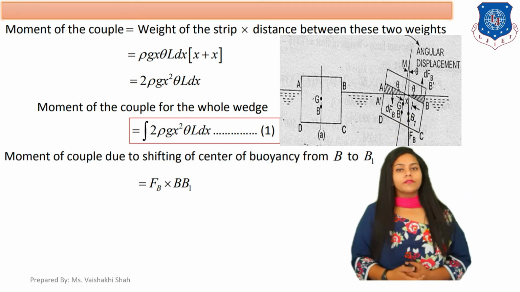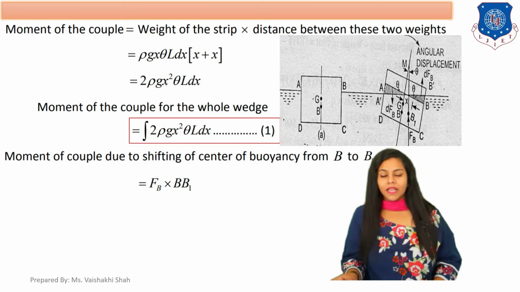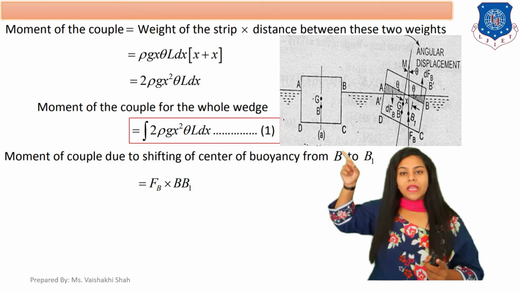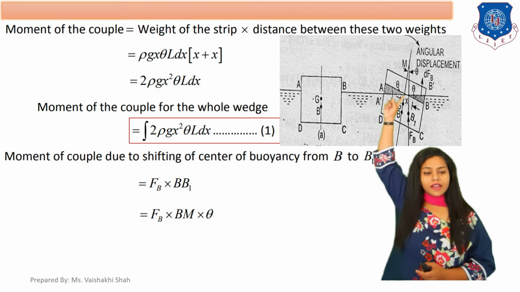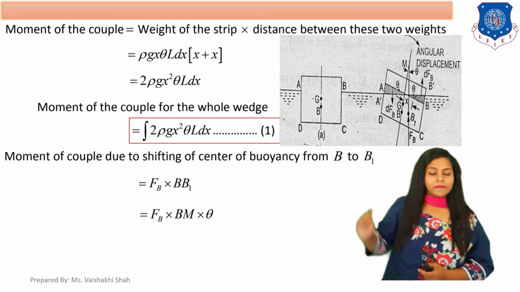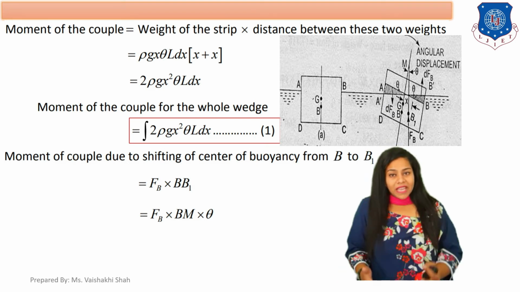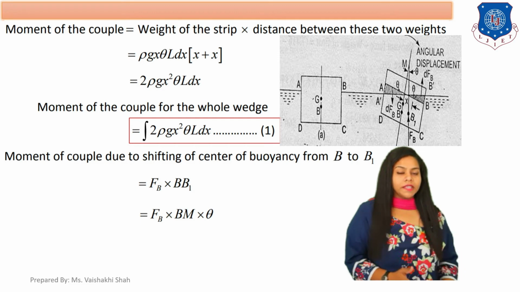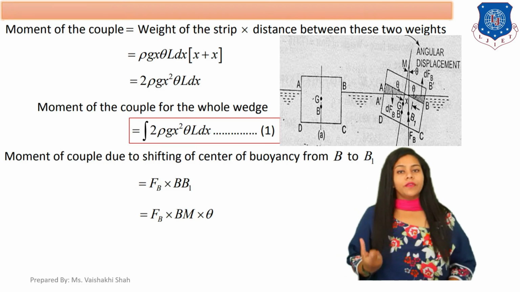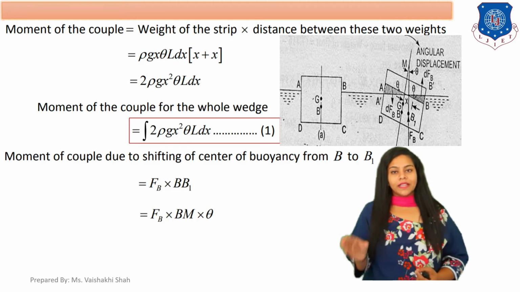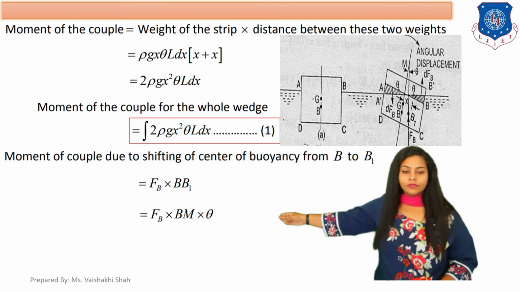So the equation for moment is force into perpendicular distance, where force is Fb and perpendicular distance is Bb1. Now if we apply the equation for tan theta here, as you can see the angle is theta, then your Bb1 becomes Bm into theta. You can replace tan theta with theta because here theta is very small.